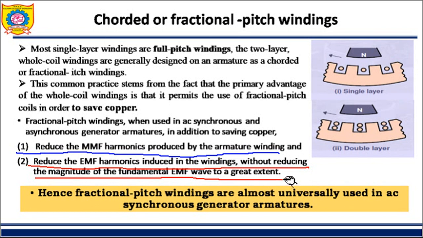So the advantages of fractional pitch winding are these: one, saving of copper; another, it reduces the MMF, the magnetic force harmonics produced by the armature winding; and third, it reduces the EMF harmonics induced in the winding. So we are going to say that fractional pitch windings are almost universally used for AC synchronous generator armatures.